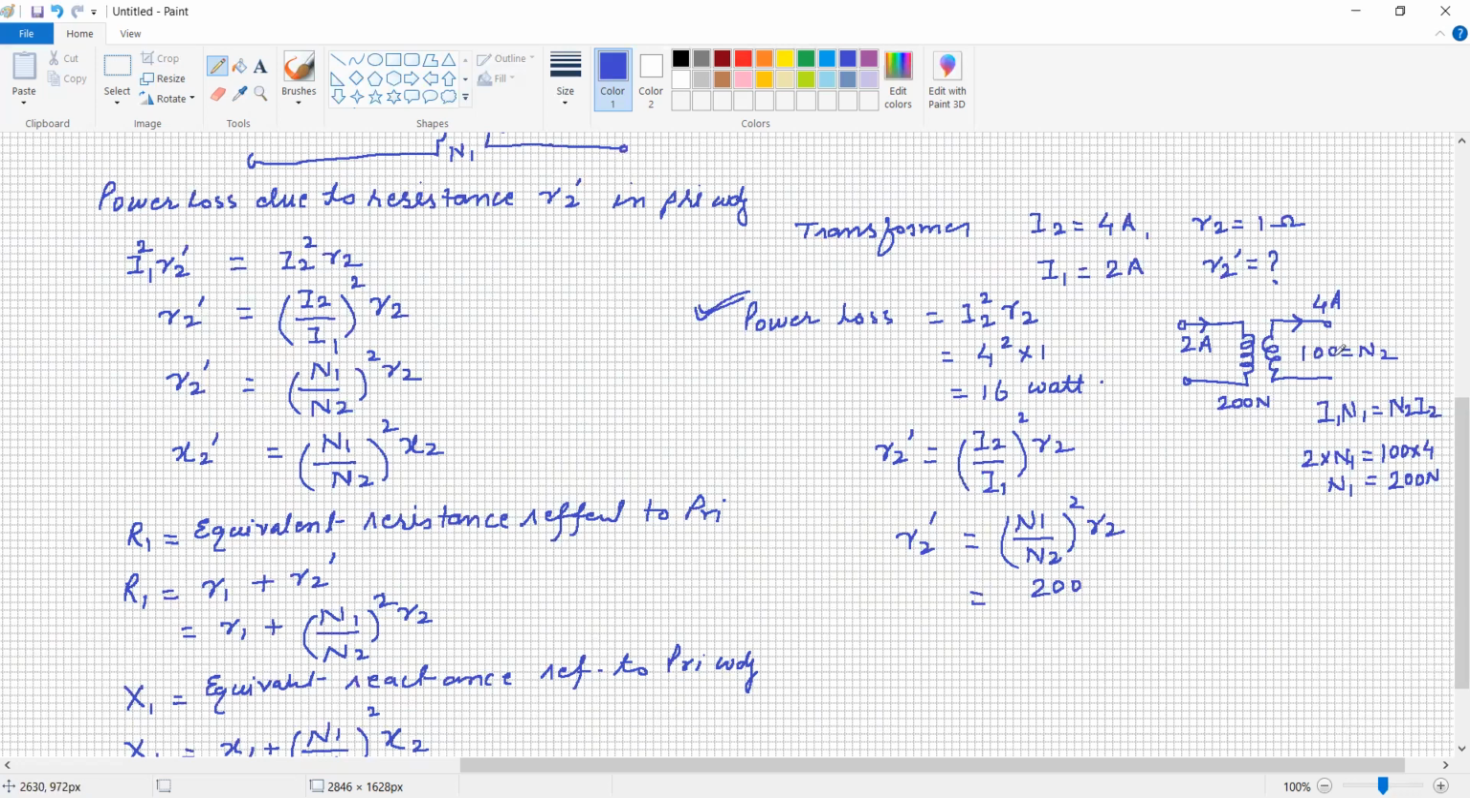Okay, N1 is equal to 200, and is it correct? Let it be number of turns is more. Okay, something is wrong. It is 400. I2 is equal to 100 multiplied by 4. So where is the mistake? Okay, we will take from this only the current value.